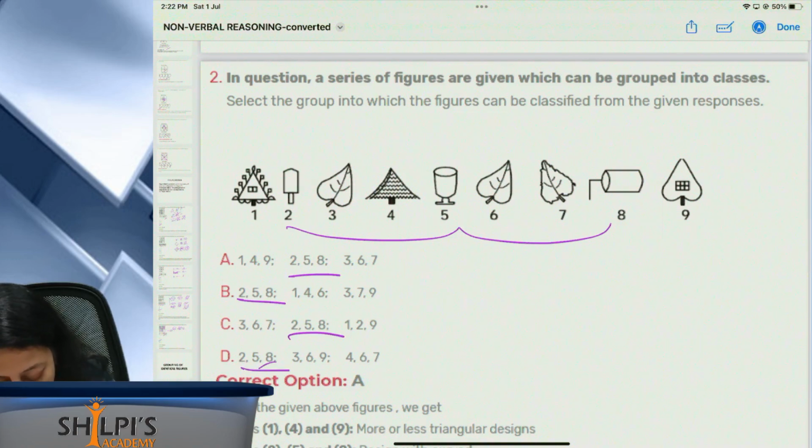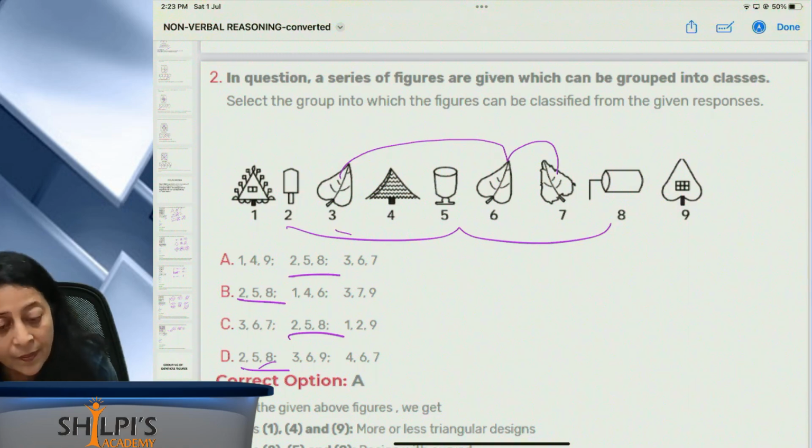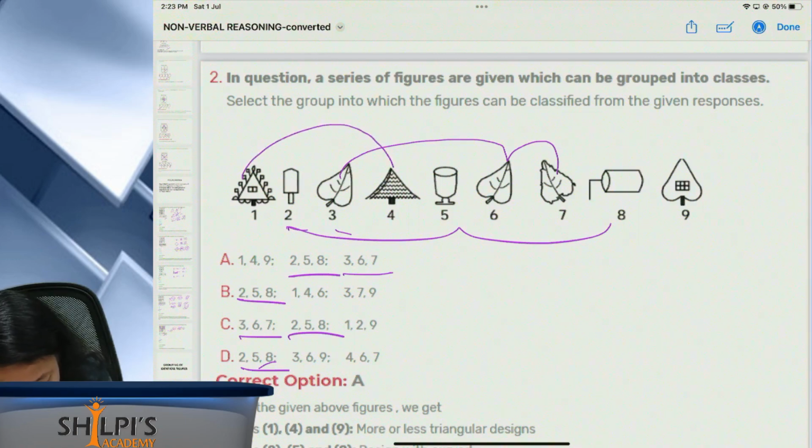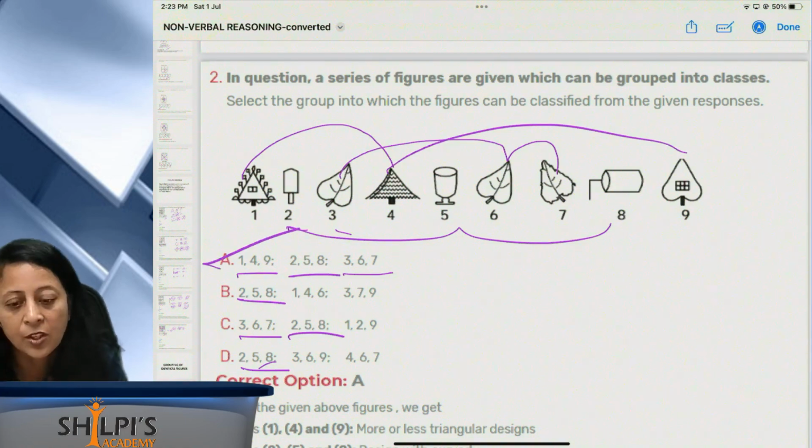Now what could be the next option? 3, 6 and 7. All three look like proper leaves with veins. So 3, 6, 7 is an option here. So we can either go for A or C. Now the last option will be 1, 4 and 9. So A is the option which suits everything. Okay.